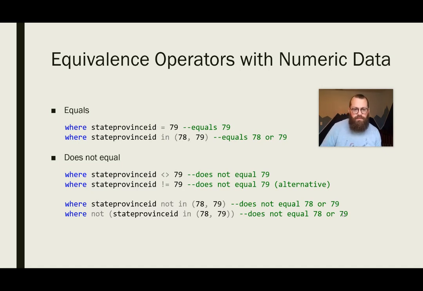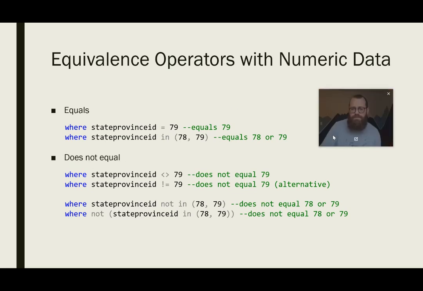In the second example, we're using the in operator and supplying a list contained within parentheses. So we're saying where state province ID in 78, 79 is basically evaluating whether that state province ID has a value of 78 or 79. And this list can ultimately grow as large as you need it.